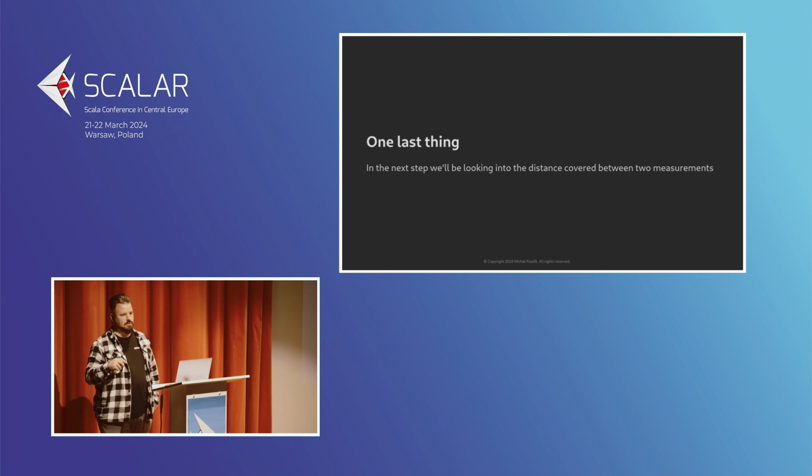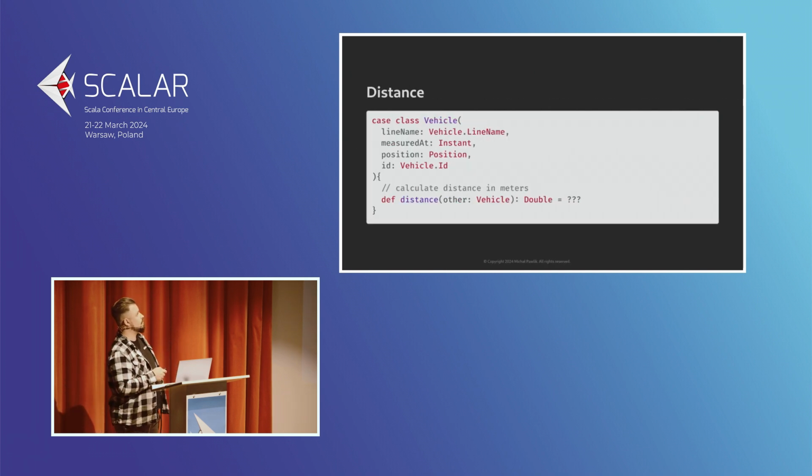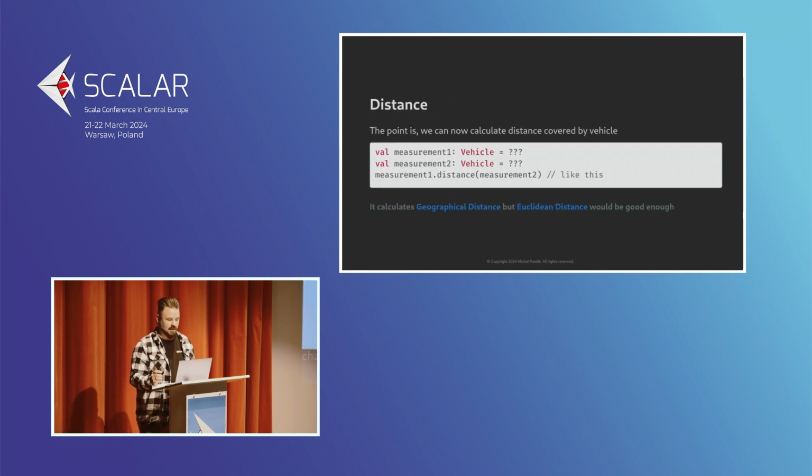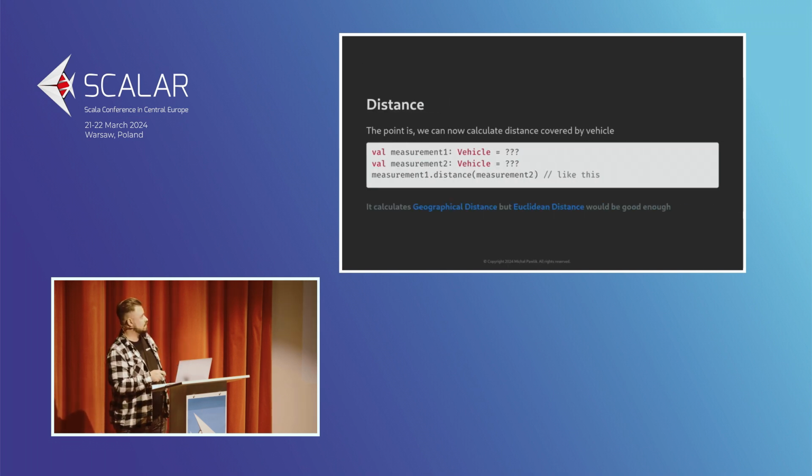Since we have those vehicles and we will be measuring the distance they covered, we need a method that will calculate the distance between one vehicle and the other, right? I was very lazy when writing this talk, and I just shamelessly copy-pasted that from Stack Overflow, so I'm not going to discuss that. The idea is that when you have two measurements, you can do something like that, okay? You have a measurement, you just call the distance, and this thing produces the distance in meters, so that's something to work with further, right?